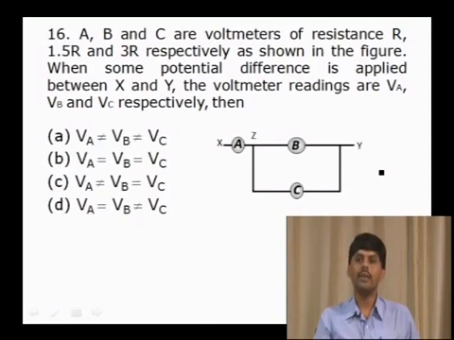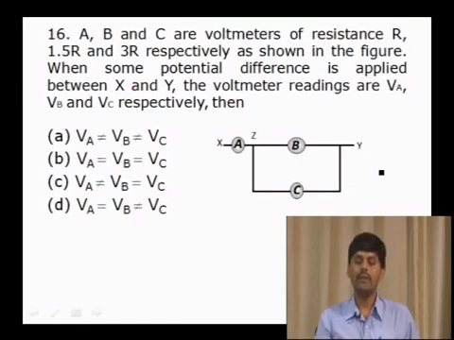When some potential difference is applied between X and Y, the voltmeter readings are VA, VB and VC respectively. Then option A, VA not equal to VB not equal to VC. Option B, VA is equal to VB is equal to VC. Option C, VA not equal to VB is equal to VC. Option D, VA is equal to VB not equal to VC.